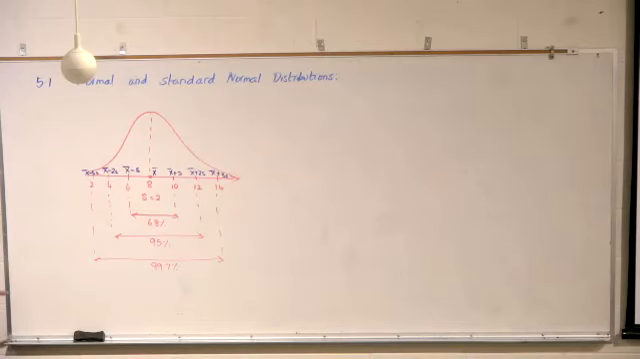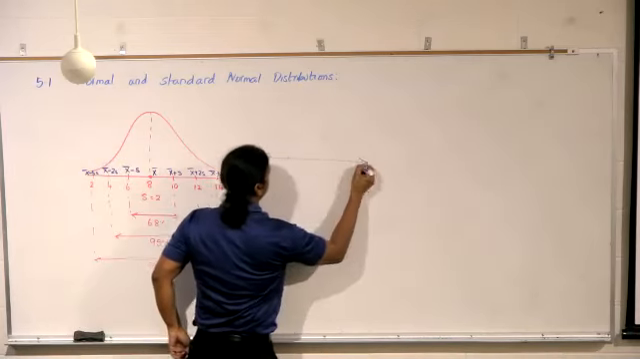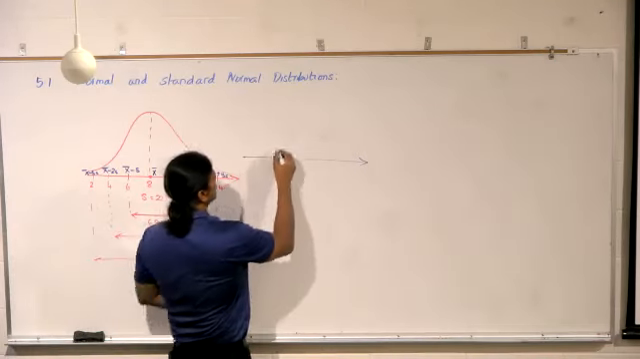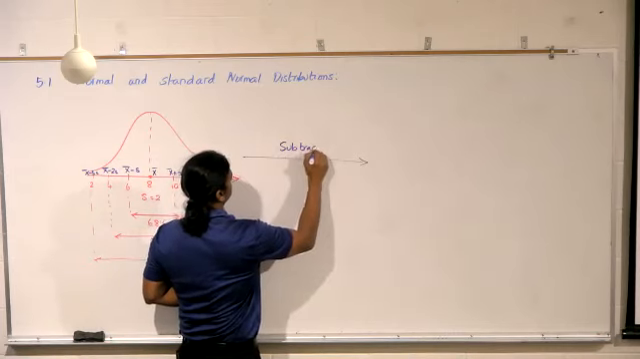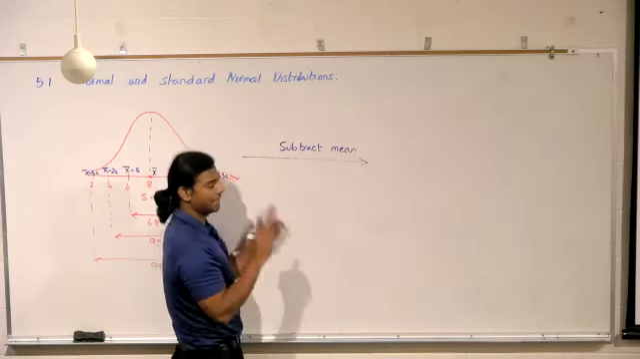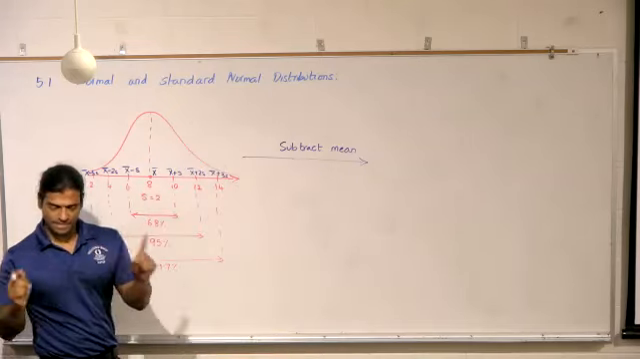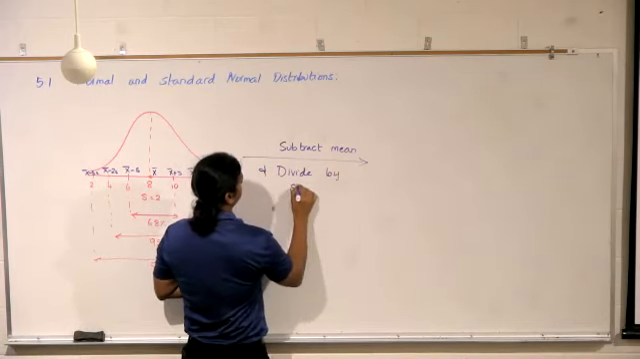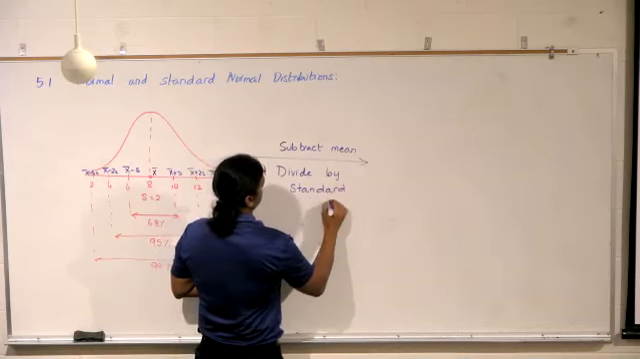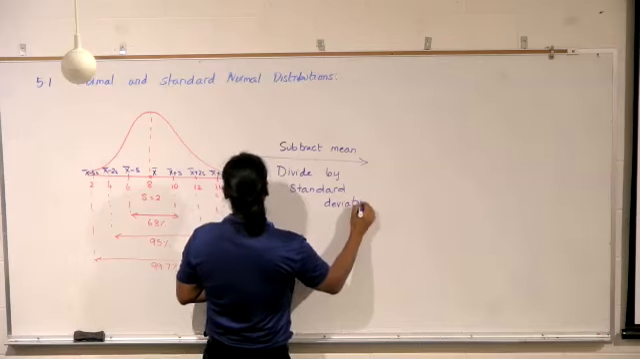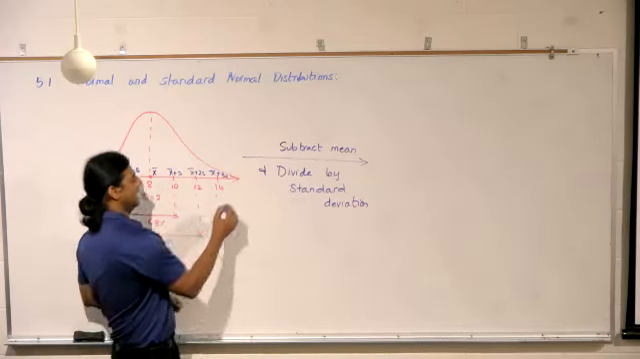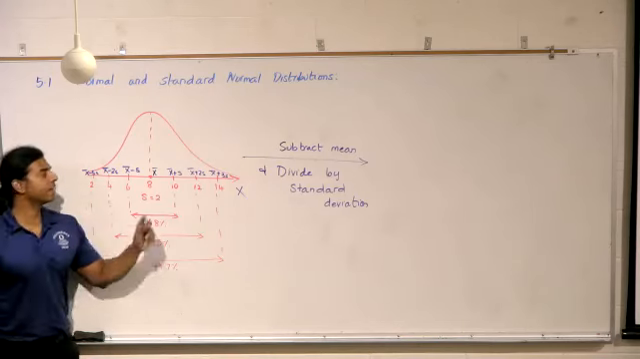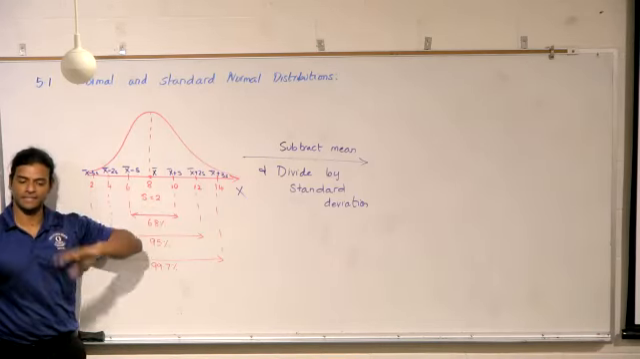Now, I can convert the data here to z-scores. So first I'm going to subtract the mean, and then whatever answer I have, I'm going to divide by the standard deviation. We shall call the data x. All I'm doing is subtracting the mean and dividing it by the standard deviation.